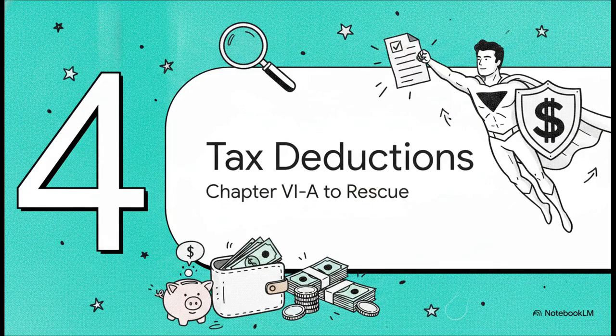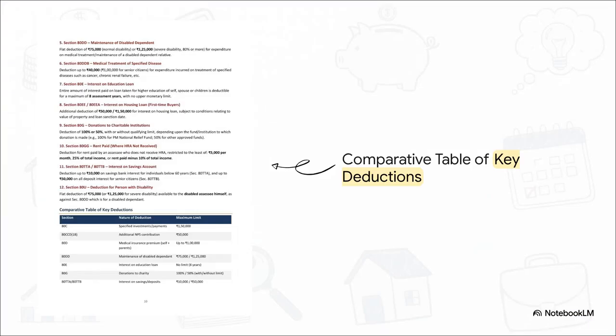Which brings us to Part 4, Deductions, Saving Your Money. Chapter 6A to the rescue. Now this right here is exactly where you get to legally shield your hard-earned money. I'm talking about the Chapter VIA deductions. The government actively wants to encourage certain behaviors: saving for retirement, taking care of your health, donating to charity. And in return for doing those good things, they let you subtract those amounts straight out of your taxable income.